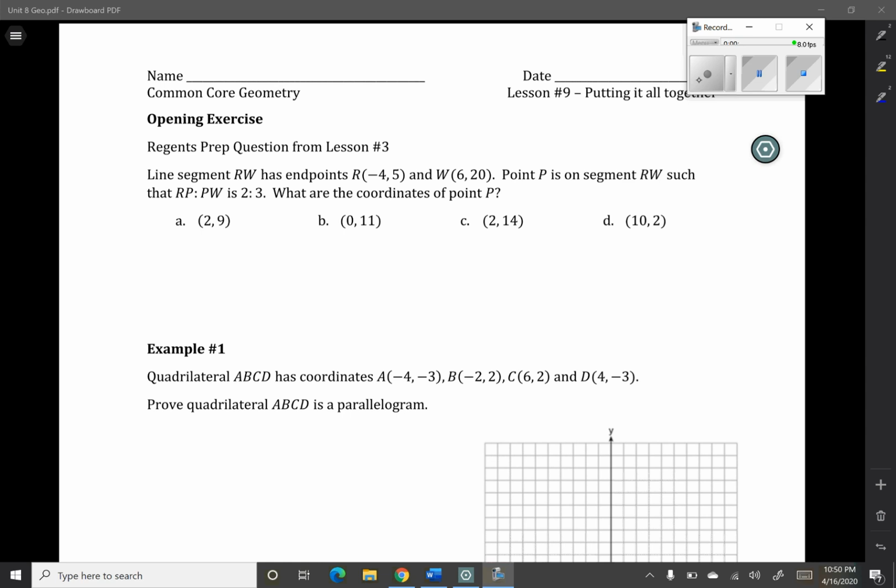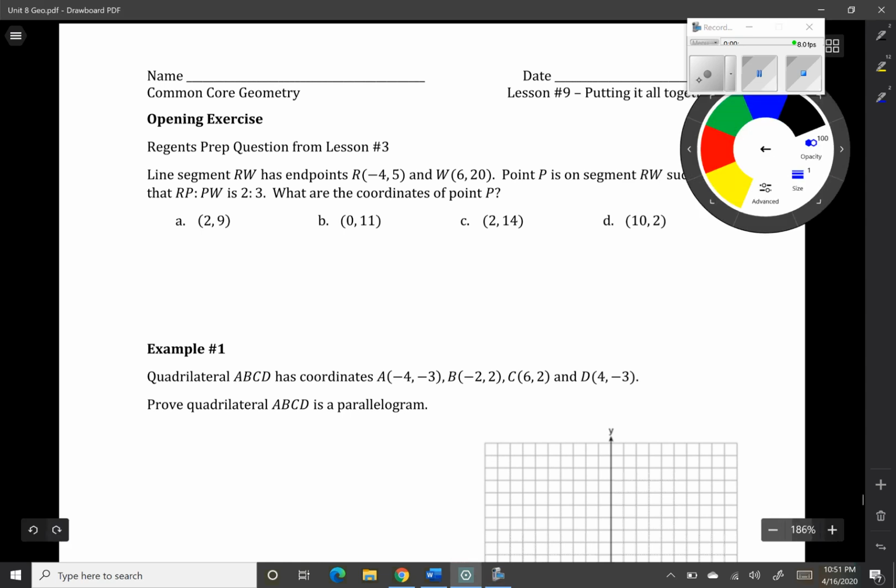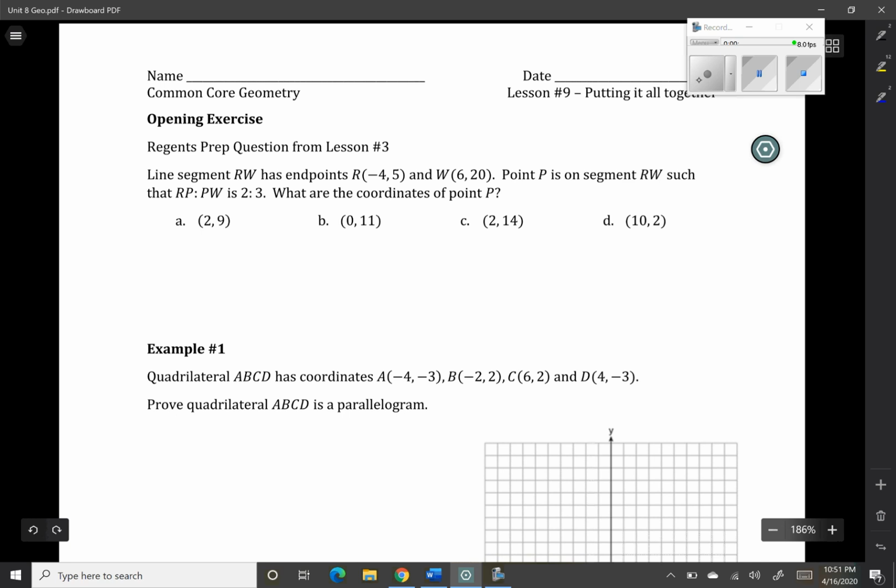So the opening exercise gives us this line segment RW. It tells us that we want to separate RW into a ratio of 2 to 3. Now, if I have a 2 to 3 ratio, that's 2 parts versus 3 parts. So in total, we have 5 parts. And it wants us to find the coordinate of P.